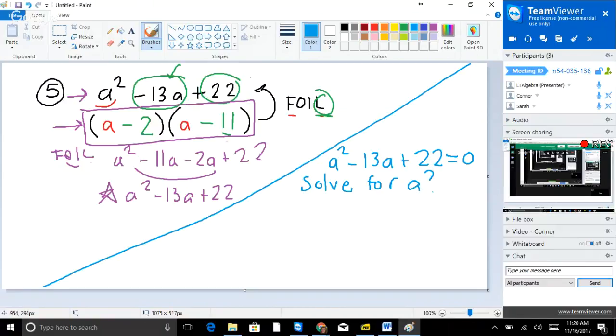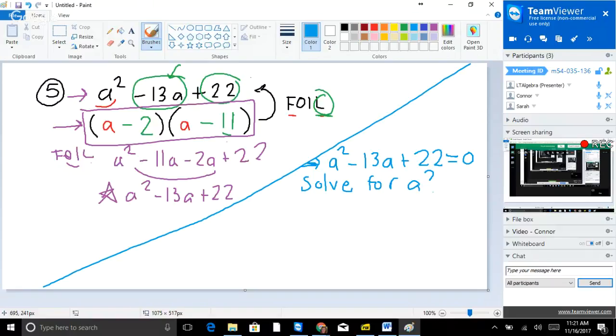Okay, so in algebra, we're all about solving for the variable, right? We're trying to figure out what's a, what's x, what's b. Can we solve that for a? Well, in the form that it's in right now, we don't have a whole lot of tools to solve for a. I can send 22 and 13a to the other side, but I still have a squared, and then I have to take the square root, and that's kind of messy. You can try it on your own if you want, but take my word for it, it's kind of messy.